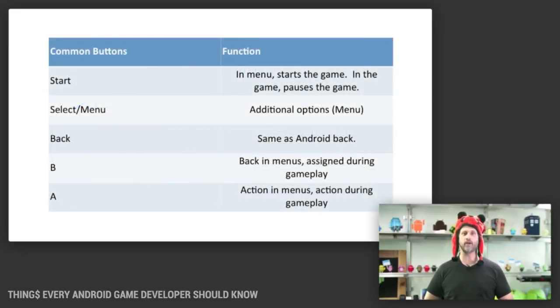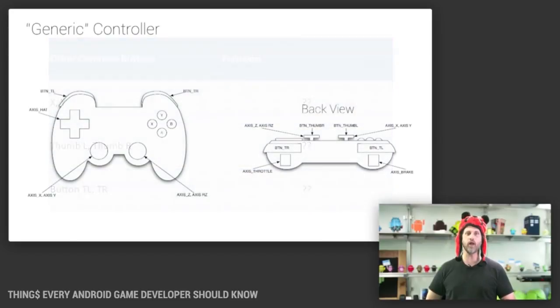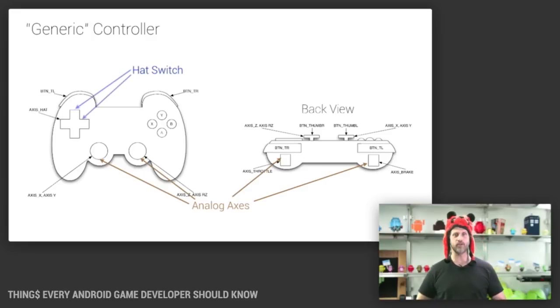Here's some other buttons you might want to consider, but you shouldn't rely on these buttons being there. Some more buttons the standard controllers will have. One other note, you get generic motion events for analog joysticks. You also get them from D-pads that are set up as hat switches, which is very common. A single motion event, however, can have both a hat switch and analog motion.